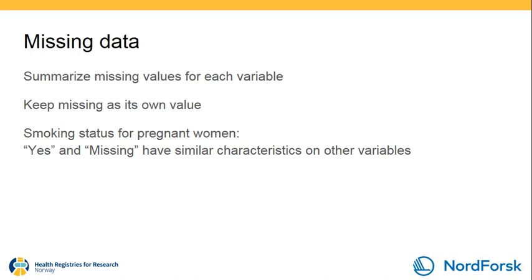One way to handle missing values is to just keep it in and just say, well, missing is its own value, or its own category. So you have yes, no, and missing, for example. And like I said, smoking status for pregnant women, yes, I'm smoking, and missing have very similar characteristics on other variables. So you can, for example, compare birth weight, and then you see that the birth weight among those who say yes and those with missing is very similar, but the birth weight is different in these groups from the birth weight among those who don't smoke. And if you look at other variables, like socioeconomic status, you can see that they're more similar among yes and missing than they are among no and missing, or no and yes.